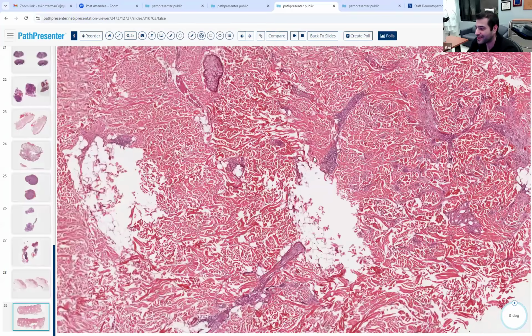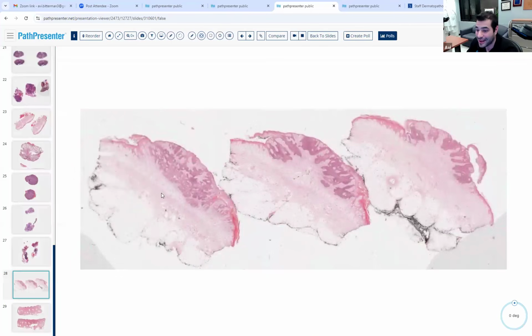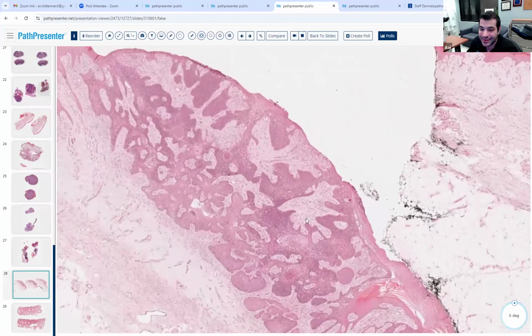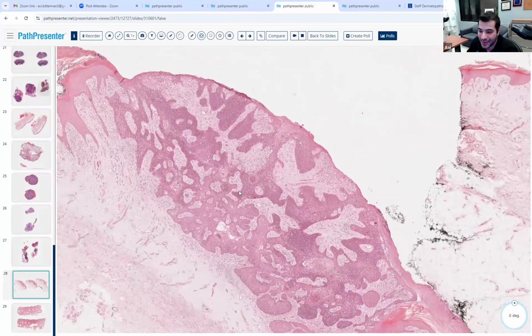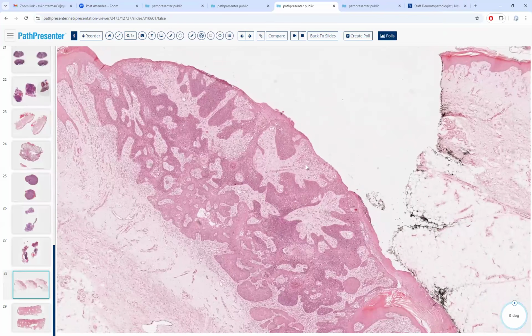Okay. You guys are great. I'm actually very impressed you got that last one. You got both the syringofibroadenoma and the porocarcinoma. So great job, guys.